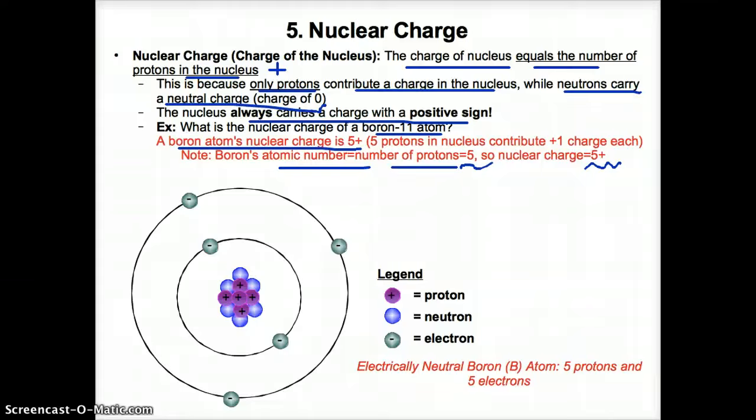To find the total charge of boron's protons in the nucleus, multiply the number of protons, which is 5, by the charge of each proton, which is plus 1. So you have 5 times plus 1, or plus 5 as the total charge of protons in the nucleus.